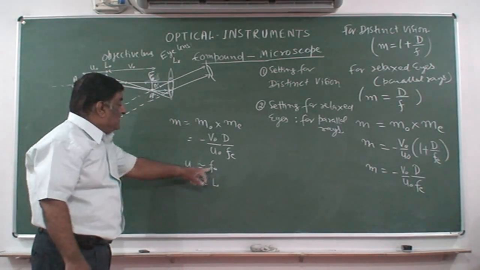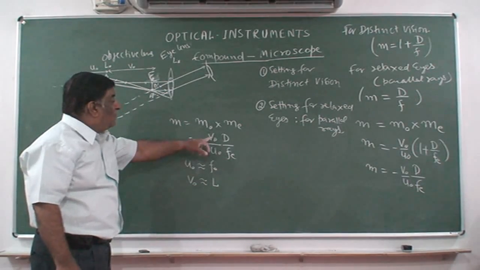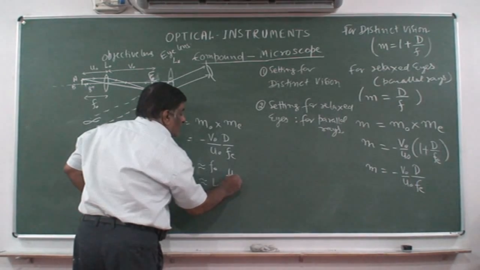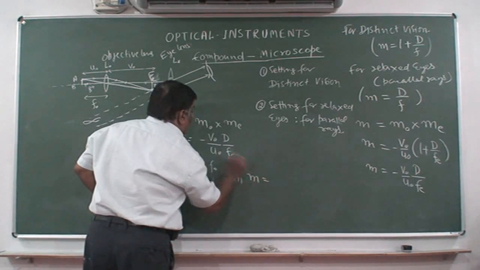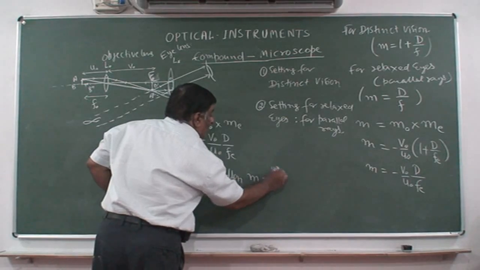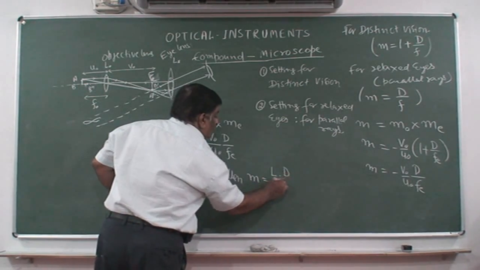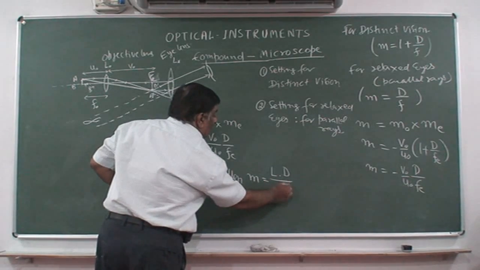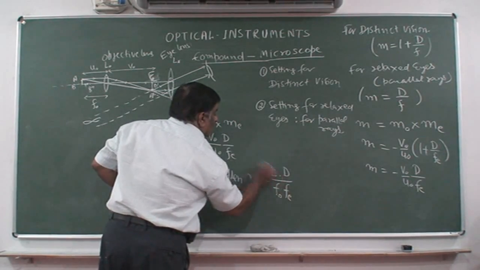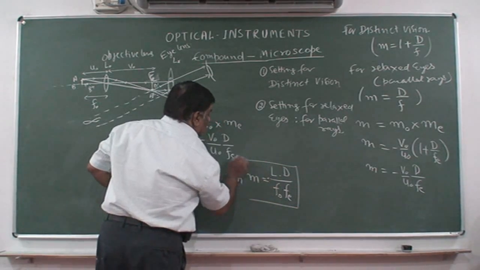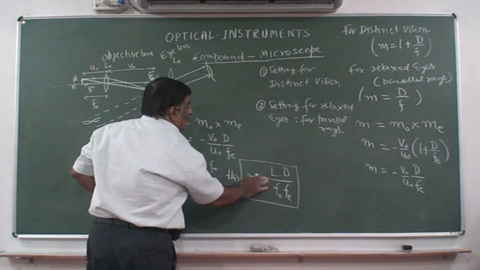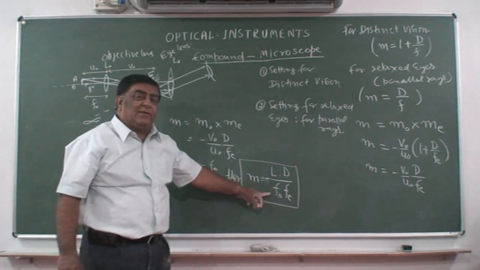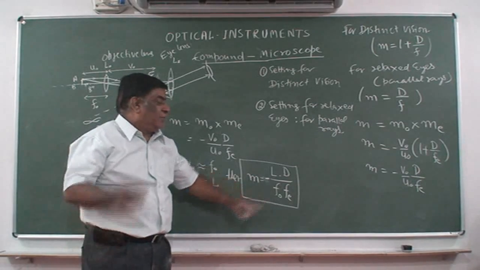What decision? If this is FO and this is L and we place this value here, then what is the magnification equal to? Then magnification is equal to, this is L, this is D, this is FO and this is FE, with a minus. Minus shows that the image will be inverted. Anyway, why do we make it? So that we can study the effect of FO.